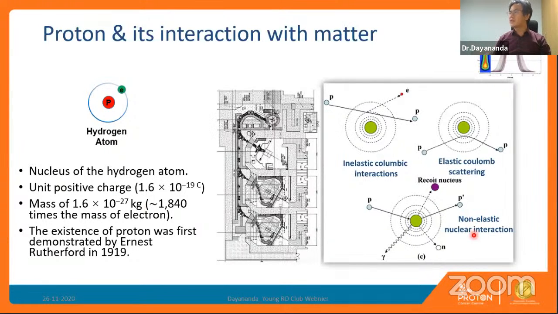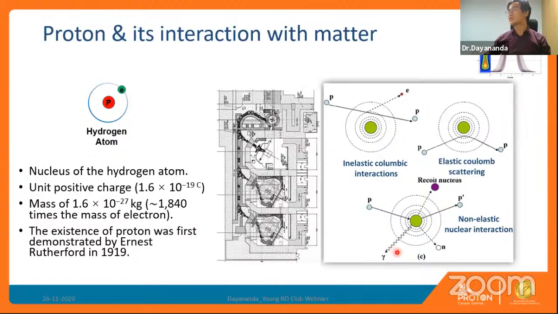Another interaction is the non-elastic nuclear interaction, wherein the incoming proton directly collides with the nucleus of the interacting medium atom. This results in the emission of a recoil nucleus and a proton of reduced energy, with a lot of secondary charged and uncharged particles. The predominant uncharged particles are neutrons and gamma radiations. These neutrons can have a very wide spectrum of energies, ranging from thermal neutrons up to the energy of the incoming proton, and the gamma radiation also has a very high energy, up to even 10 MeV.